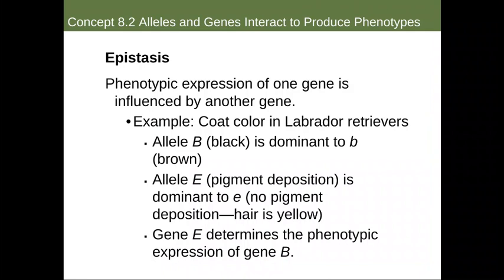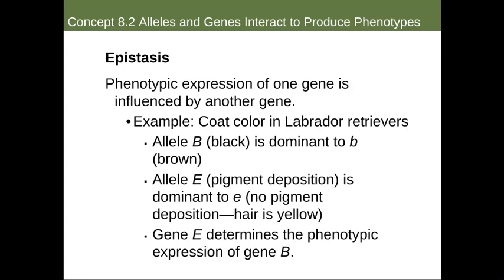Okay, so epistasis. Now, sometimes phenotypic expression of one gene is influenced by another gene. Epistasis is incredibly common. So things like coat color in Labrador retrievers, where the allele B, black, is dominant to the allele little b for brown. Then you have pigment deposition. Allele E is dominant to no pigment deposition, so the hair is yellow. Gene E determines the phenotypic expression of gene B.